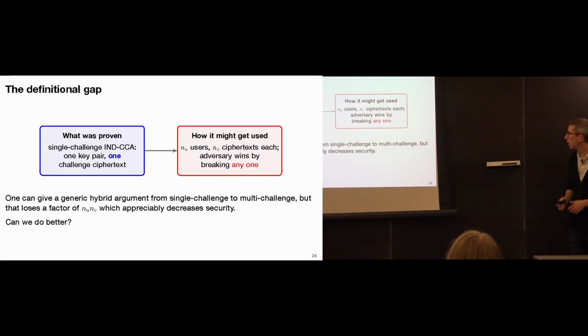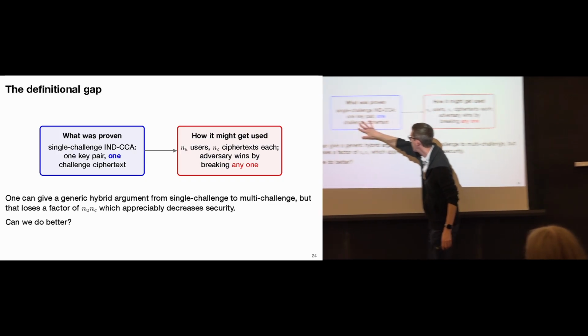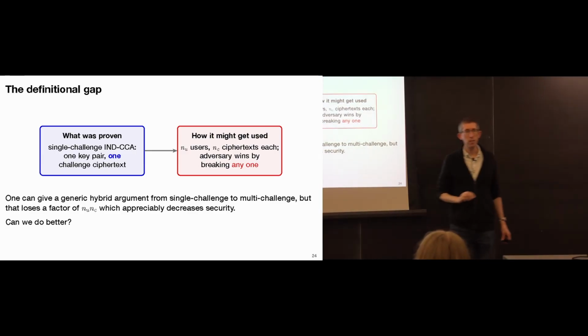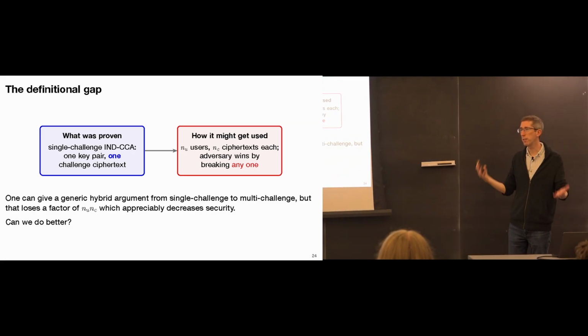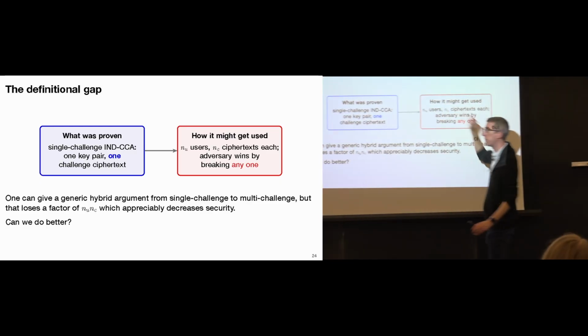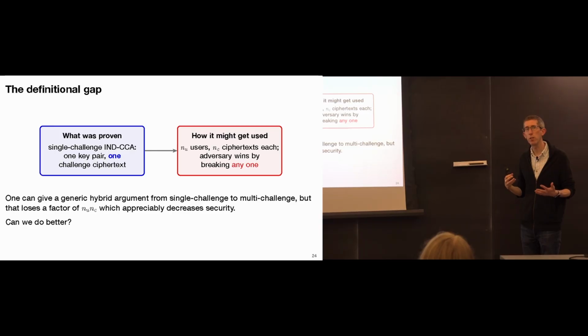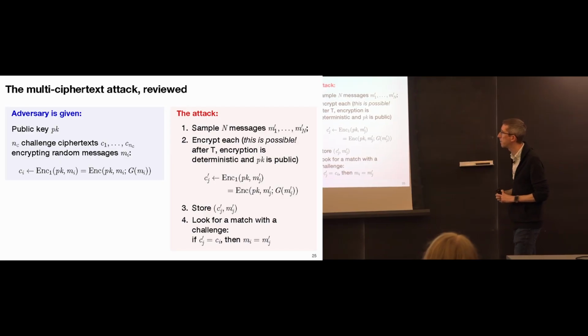You can give a generic argument saying that if you have something that's secure in the single instance setting, then it's secure in the multi-instance setting using a hybrid argument. But basically, you get a big factor out front in the success probability, the number of users times the number of ciphertexts. And so this doesn't actually give us meaningful bounds with our parameters. So we want to try to do better than that.